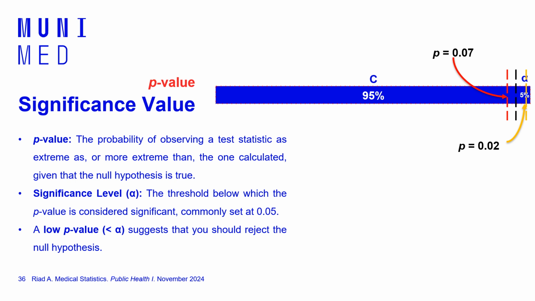In a nutshell, if you have a low p-value, you should reject the null hypothesis. If you have a high p-value, and high here means higher than the significance level or the assumed value from the beginning, in this case, you should not reject the null hypothesis. You should, in fact, accept the null hypothesis and reject the alternative hypothesis.